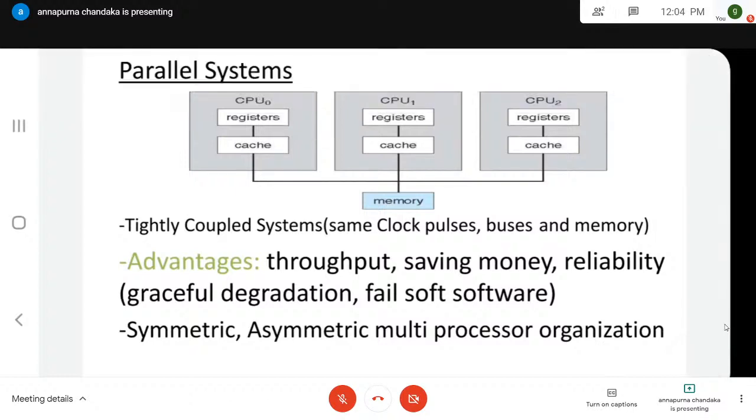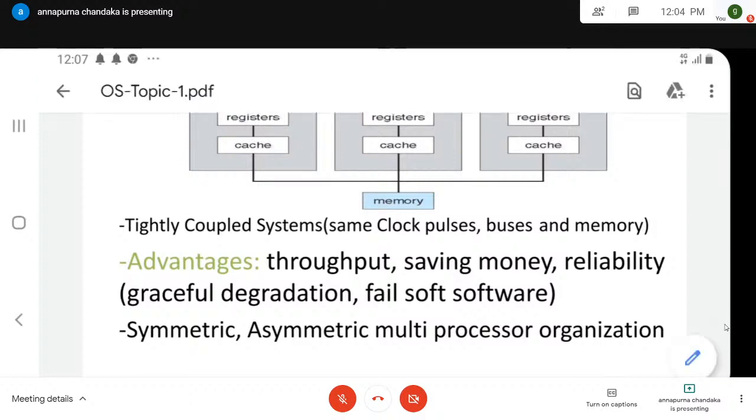The third very important advantage is reliability. What do you mean by reliability? First of all, in order to understand this, what is reliability in a sense? It should give a meaningful output for every possible combination of scenario.